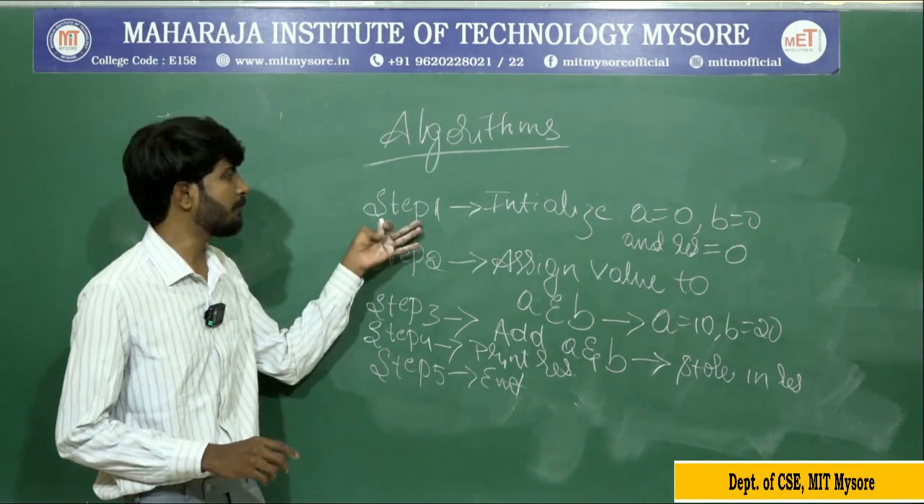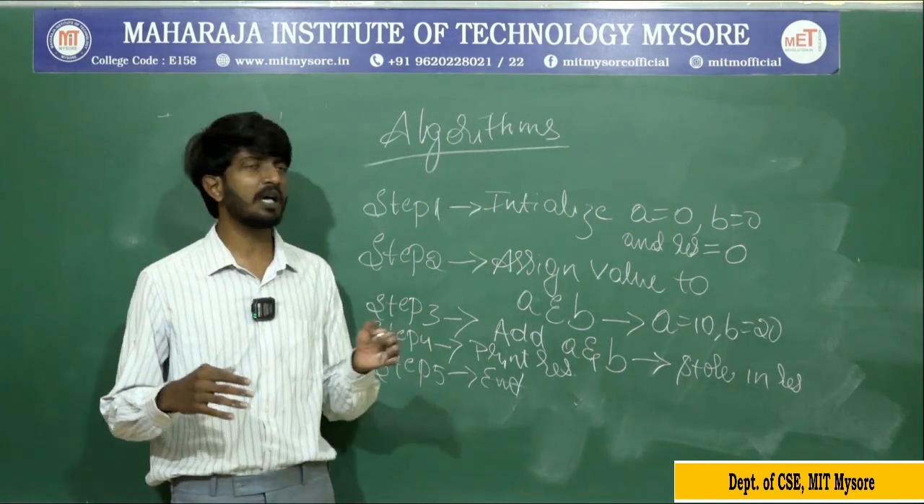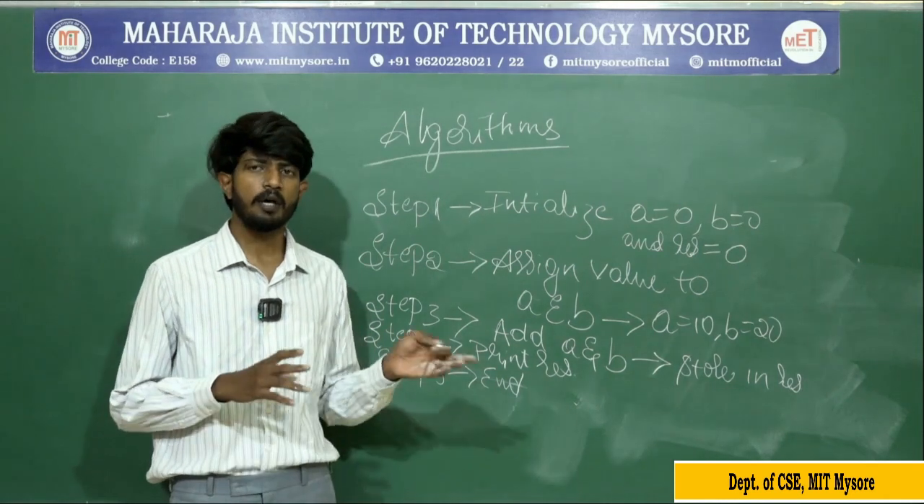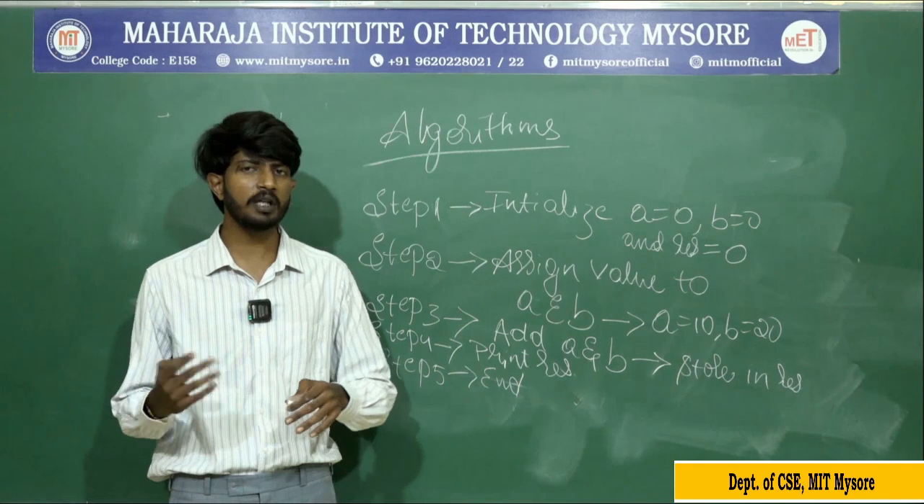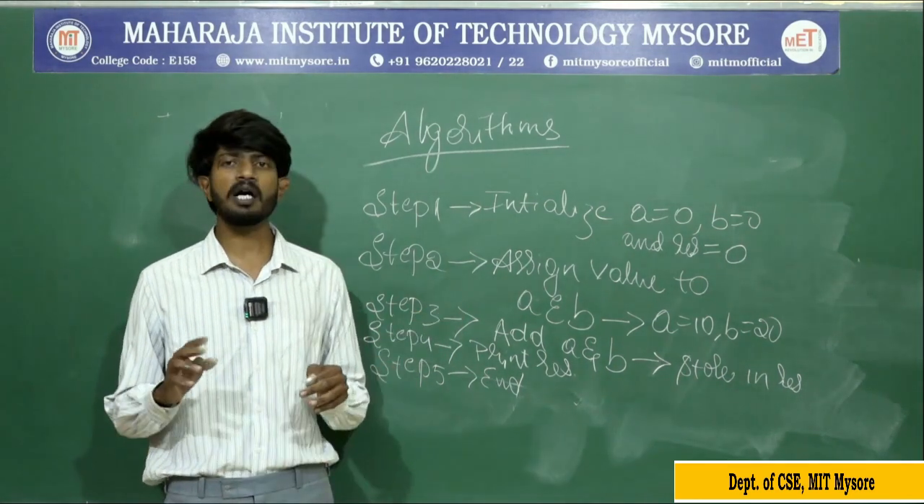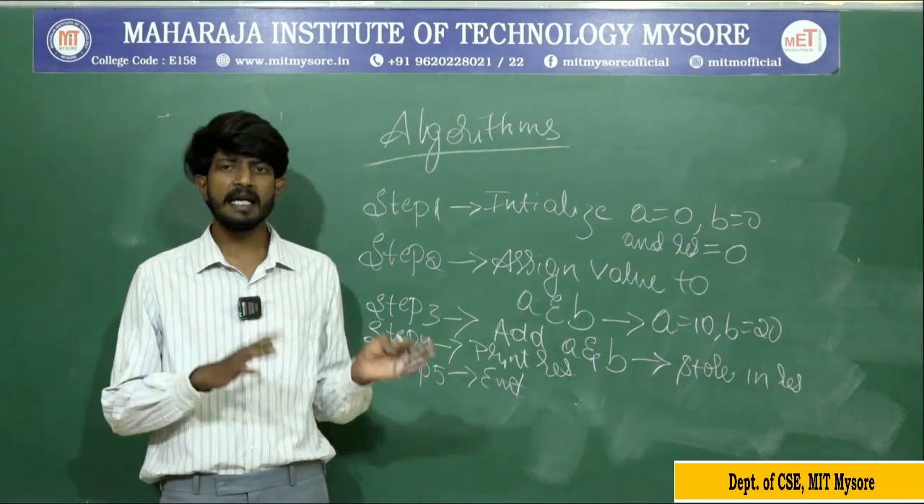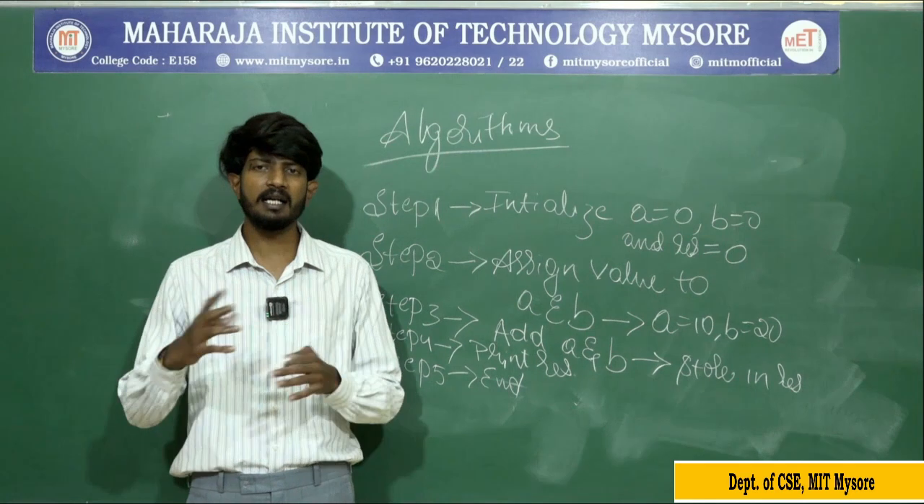In step 1 we are going to initialize our variables. We are going to use 3 variables here: A and B to store the numbers, and RES to store the addition result. In step 2 we are going to assign values to A and B. We are going to give the values as 10 and 20.